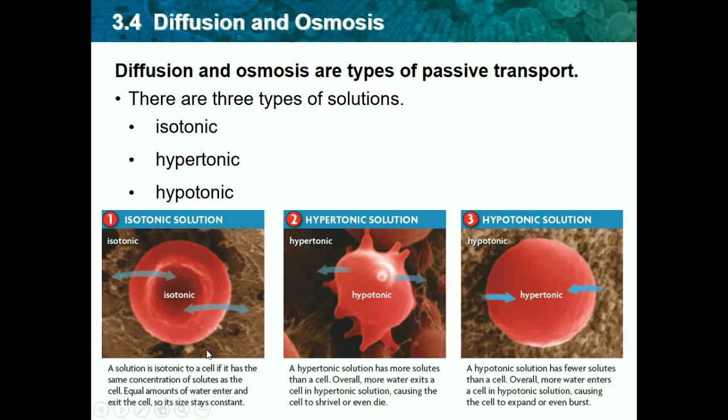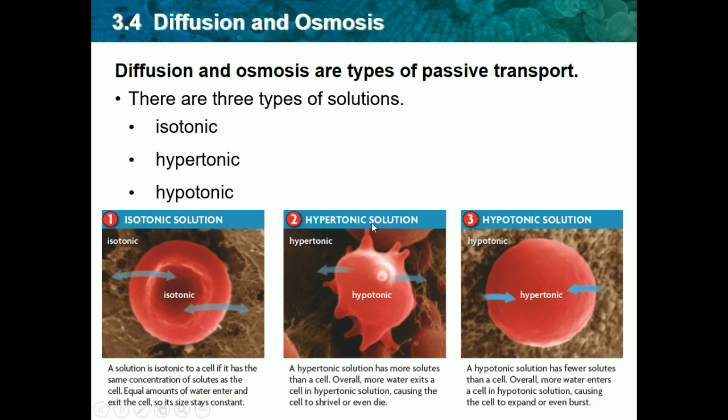So if it's isotonic, both sides of the membrane have equal amounts of solutes. And as we learned, solutes are what is dissolved in the substance. Let's give an example: the solute would be salt, and water is the solvent. So there's an equal amount of salt inside and outside. That's why water flows the same throughout. And in this next one, we're going to talk about a hypertonic solution.